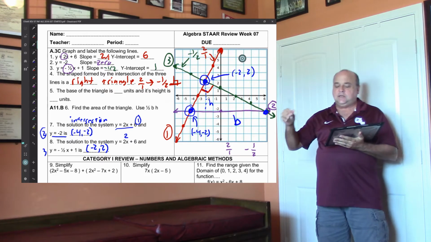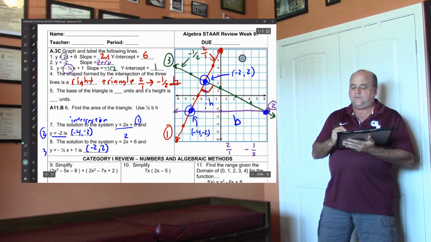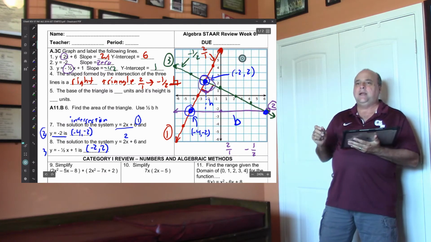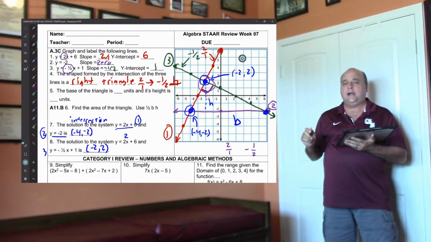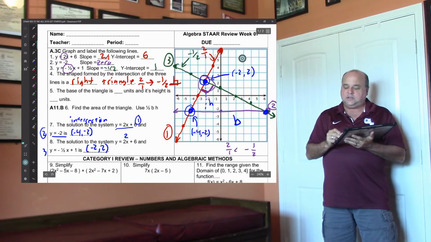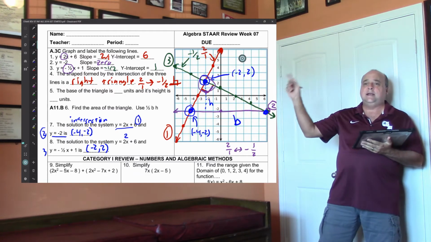And if you notice, the red line and the green line form a 90-degree angle right here. If you put a piece of paper over that, it makes a perfect right angle. Now then, what do you notice about these slopes? What do you notice about 2 over 1 and -1 over 2?